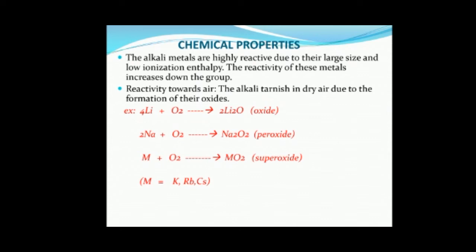Next example is the formation of peroxide of alkali metals, where sodium metal reacts with oxygen and its formula is Na2O2. Here the oxidation state of oxygen is -1. Next one is superoxide. Formation of superoxide takes place only by potassium, rubidium and cesium since they are large in size. Formula of superoxide is MO2, where the oxidation state of oxygen is only -1/2.